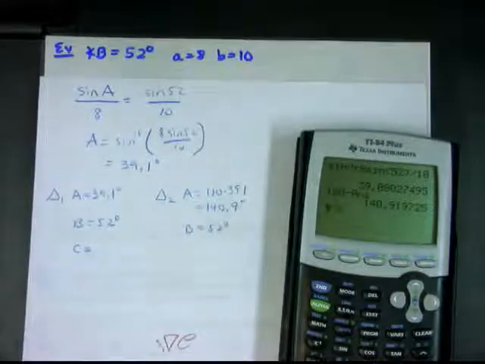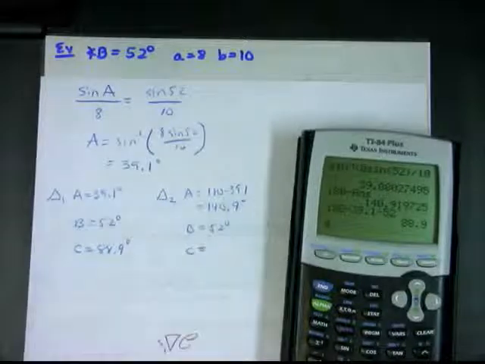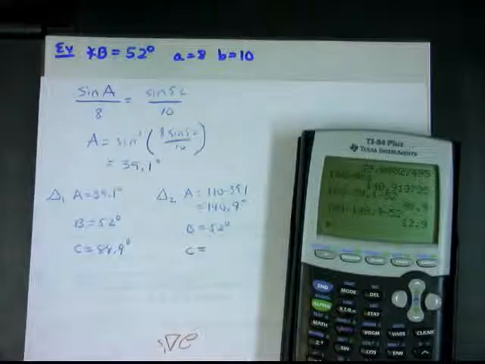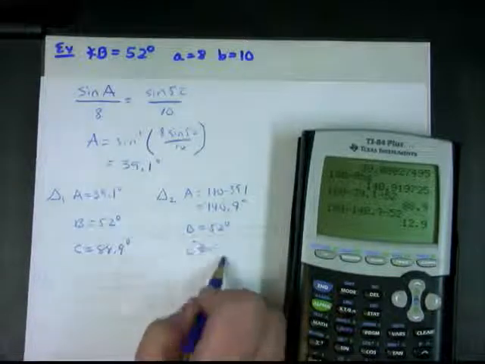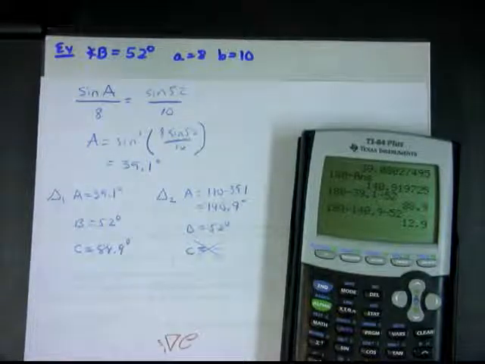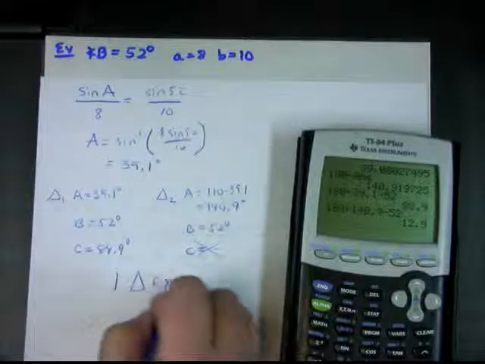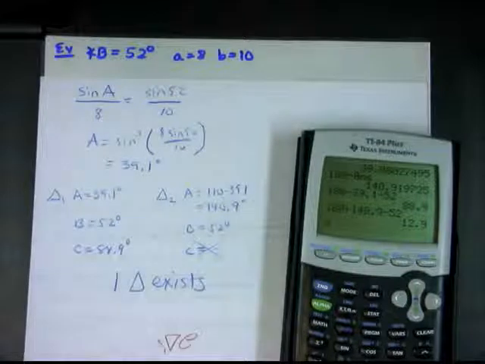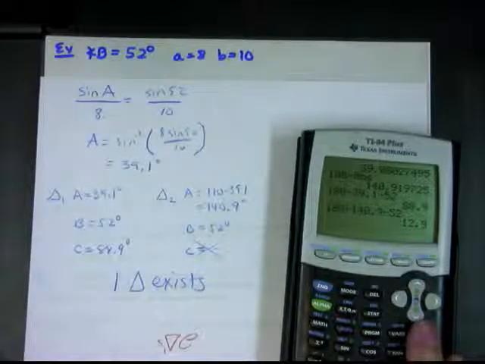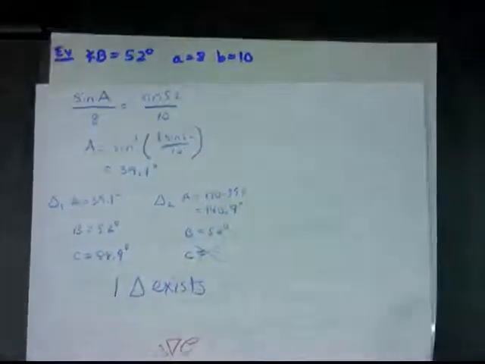Angle C then is 180, subtract those, for 88.9 degrees. For the second triangle, when I subtract 180 minus 140.9 minus 52, I get a negative. That can't happen. Therefore, triangle 2 does not exist. Only one triangle exists. So again, just that simple. It didn't add up to 180, so it doesn't work.